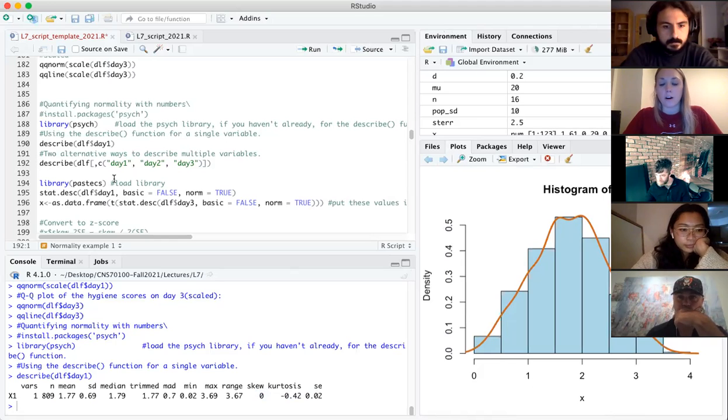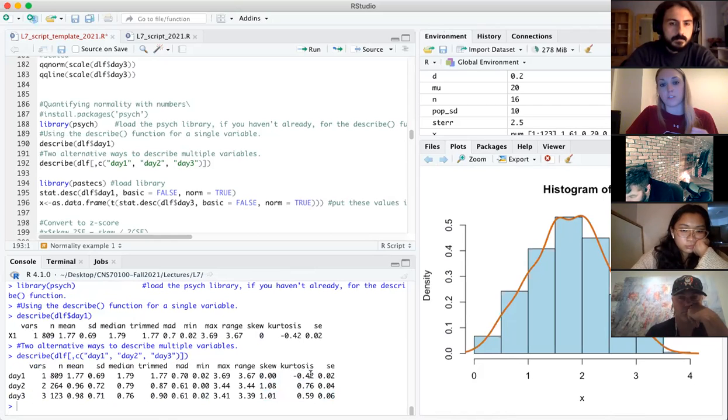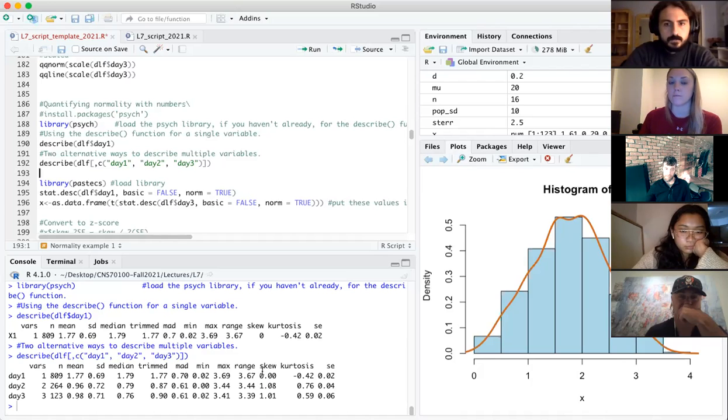And so you can also do all 3 at once. So day 1, day 2, day 3 here. And now you can see we have skew, skew, and skew, and our kurtosis for all of these. So we can actually look at these skew and kurtosis values ourselves. But really what we want to do is find a way to statistically test whether or not they are significantly skewed or have a significant kurtosis and away from the normal distribution.